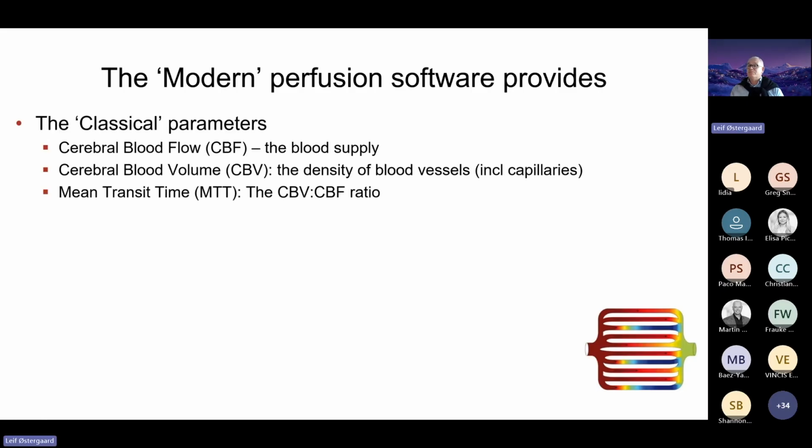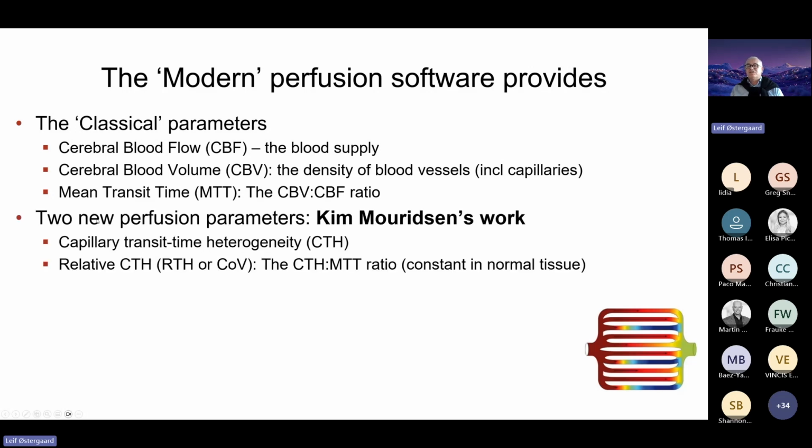So the modern perfusion software provides the classical parameters that you saw in the beginning: cerebral blood flow, the blood volume, and the mean transit time, whereas the two new perfusion markers that Kim Moritzen figured out how to measure are capillary transit time heterogeneity, CTH, and the relation between transit time heterogeneity and the mean transit time. We call that RTH, or coefficient of variation.